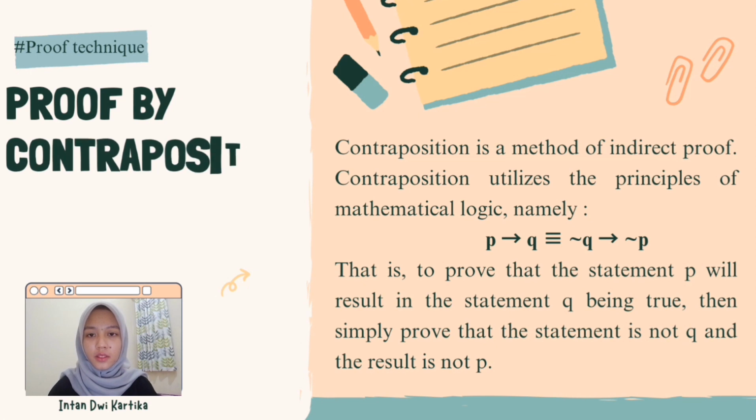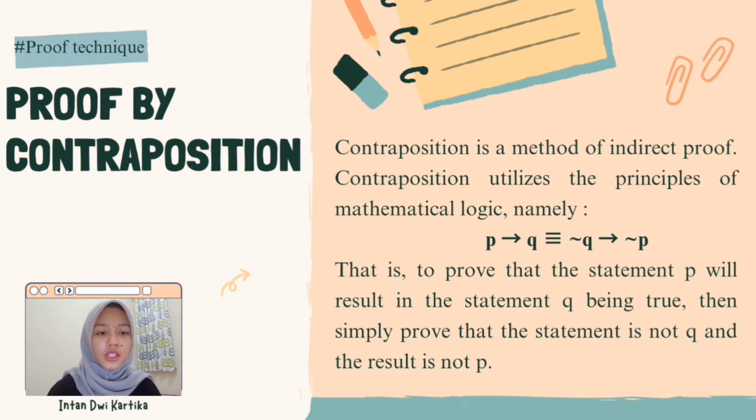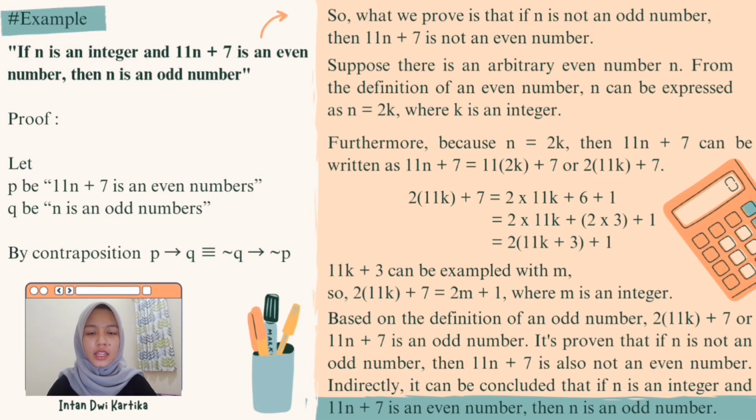The next topic is about proof technique. Proof by contraposition. Contraposition is a method of indirect proof. Contraposition utilizes the principles of mathematical logic, namely P then Q congruent with negation Q then negation P. That is to prove that the statement P will result in the statement Q being true, then simply prove that the statement is not Q and the result is not P. Okay, let's go to the example.